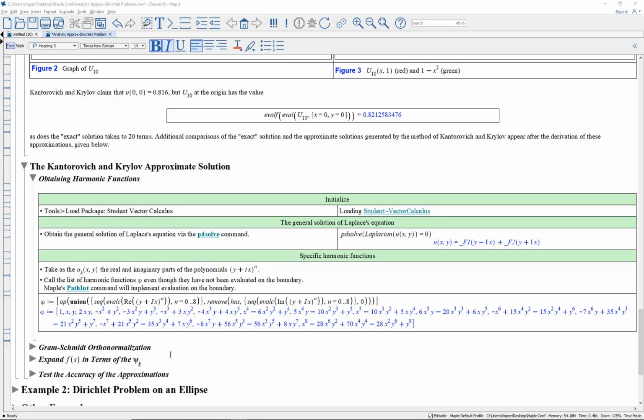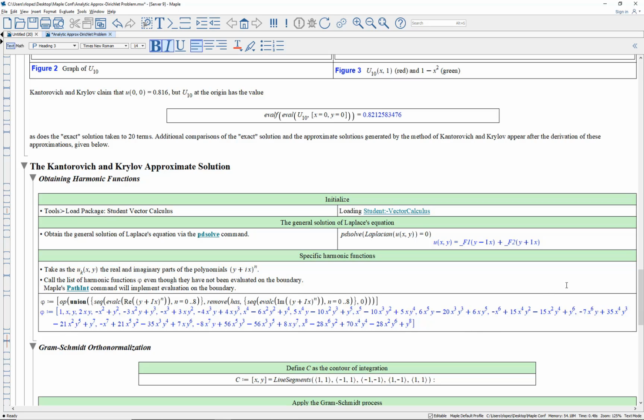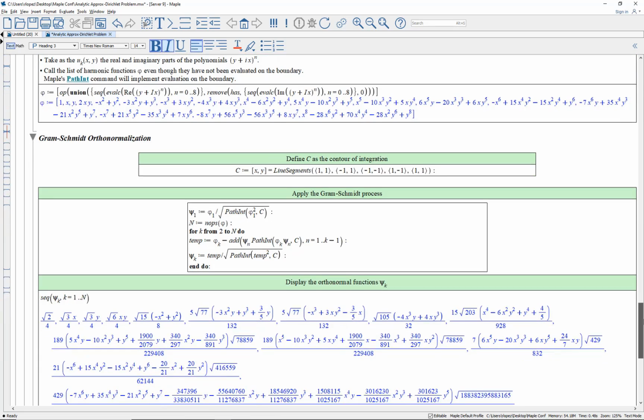Next, we need to do the Gram-Schmidt orthonormalization. Now, I'm orthonormalizing these functions, not their values on the boundary, because the path int command that it takes to do the orthonormalization will evaluate these functions on the boundary. So the Gram-Schmidt orthonormalization process can be implemented in Maple.